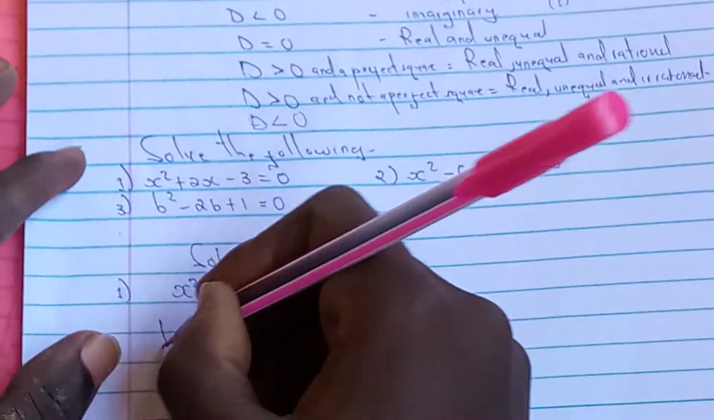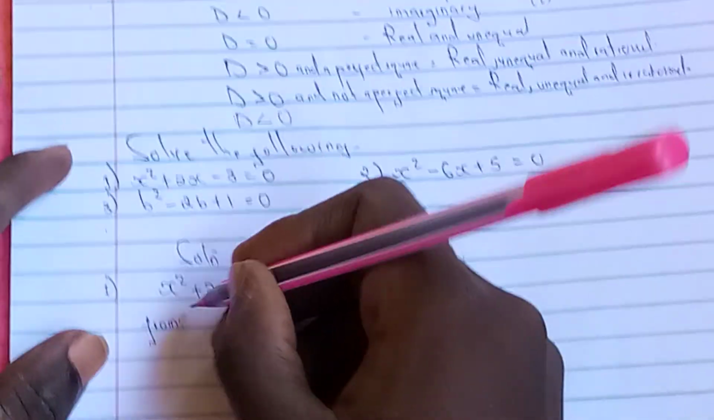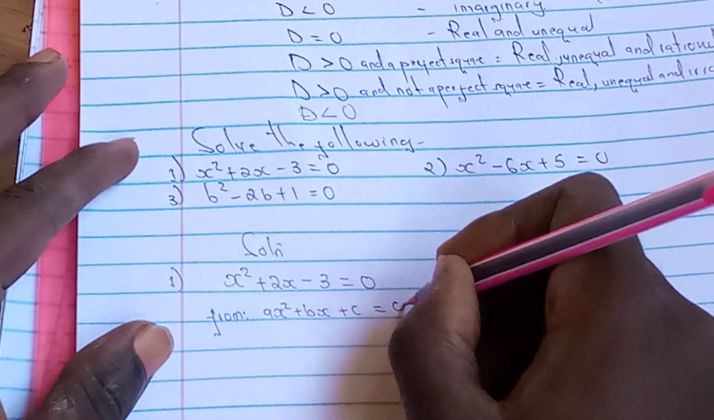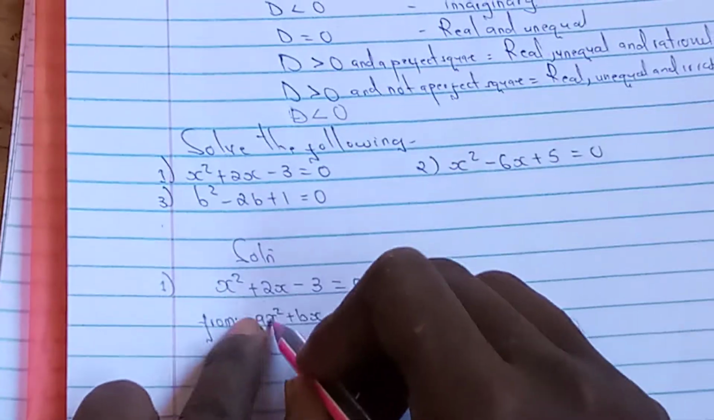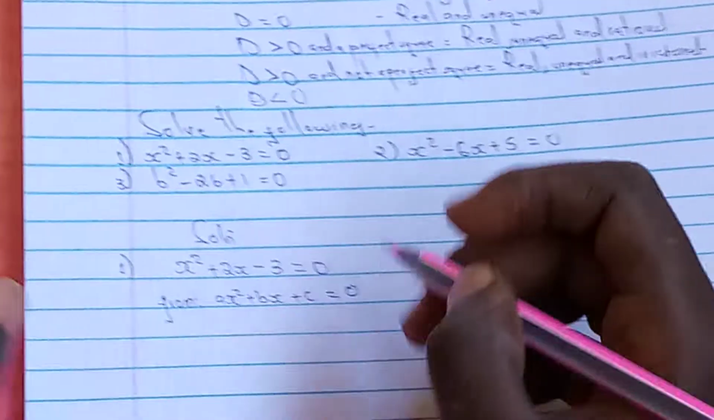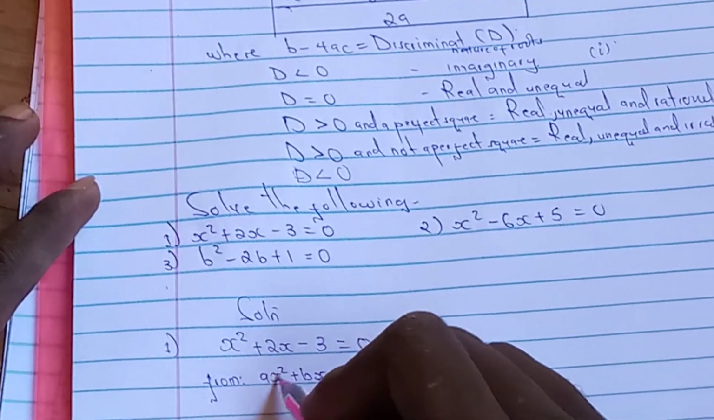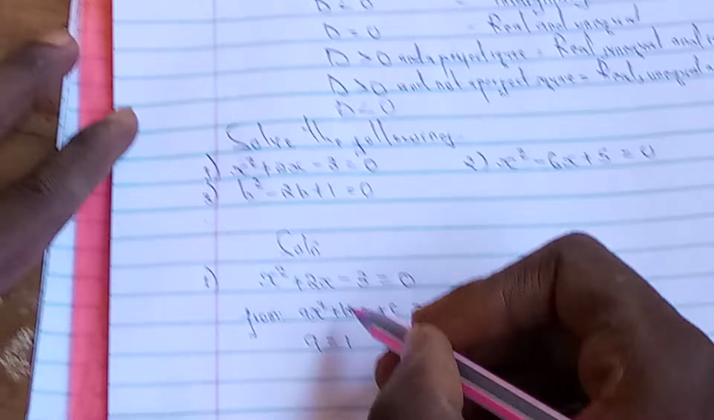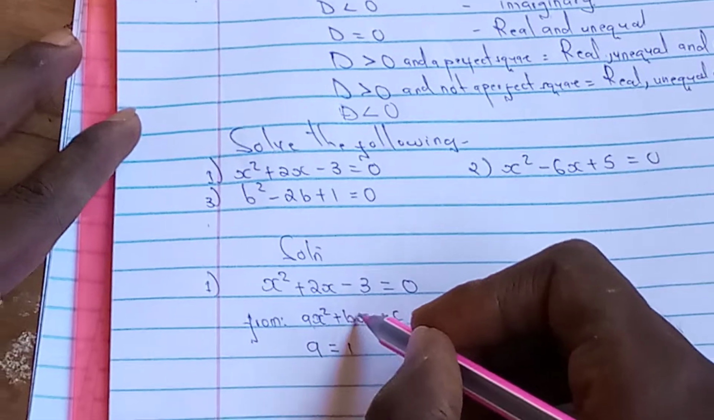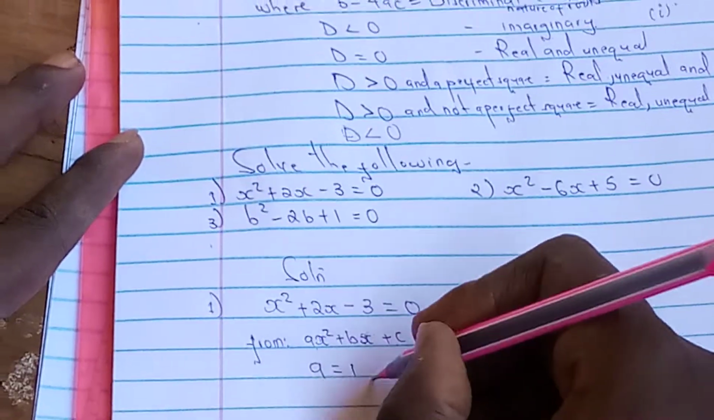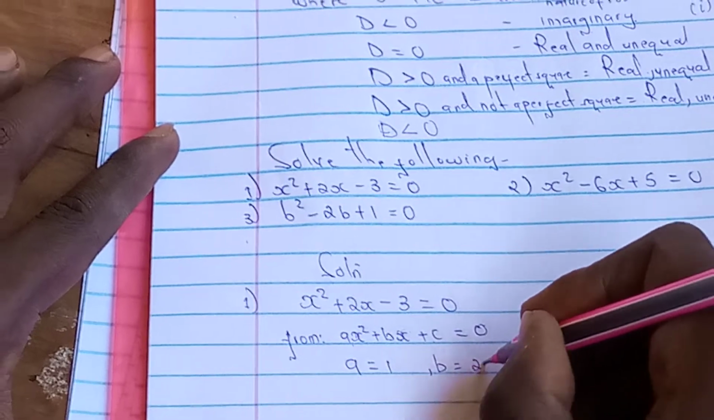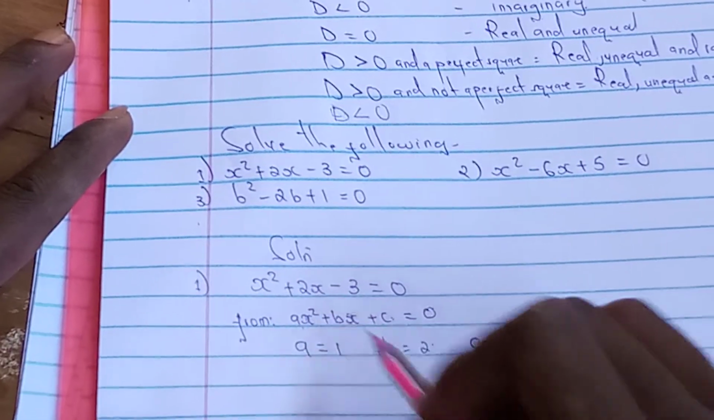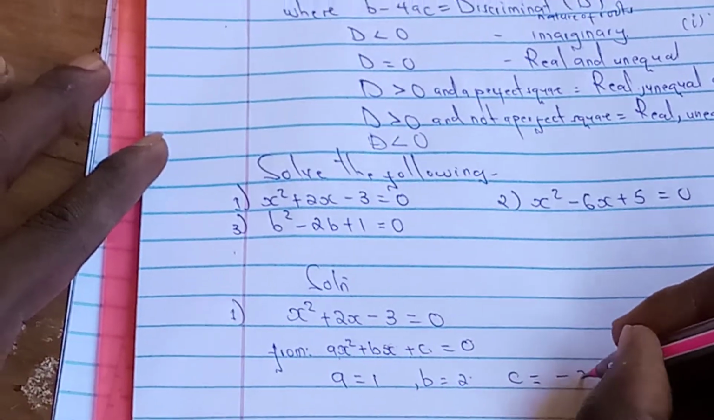So what we do is write our general quadratic equation, which is ax squared plus bx plus c equals 0. We are going to compare this and find out the values of a, b, and c. The value before x squared is a, so our a is an invisible 1 that we cannot see. The value before x is b, which is 2. If it's negative, you put negative 2. And our c, the constant, is negative 3.